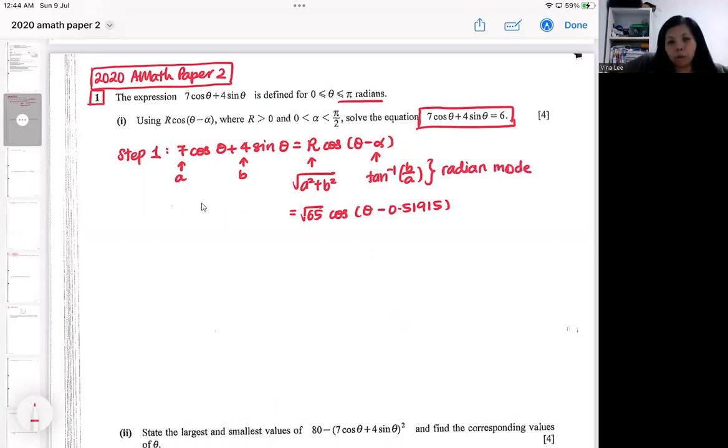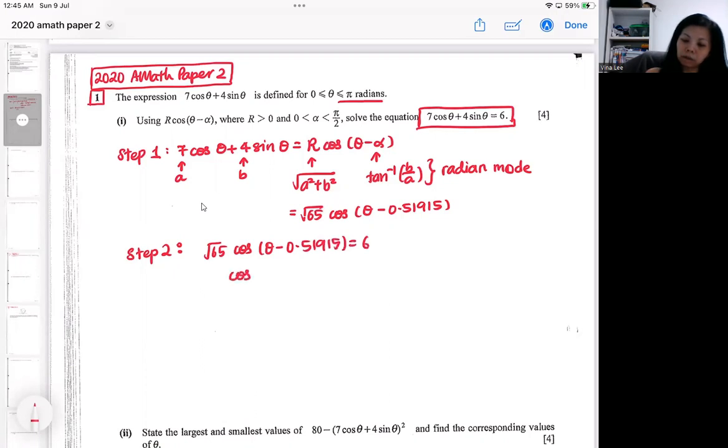So the first step is you apply your R formula. And then step 2, you use the R formula equal to the value of 6. So move it over so that you can do your basic angle. This will follow the steps of your trigo equation, so get your basic angle.